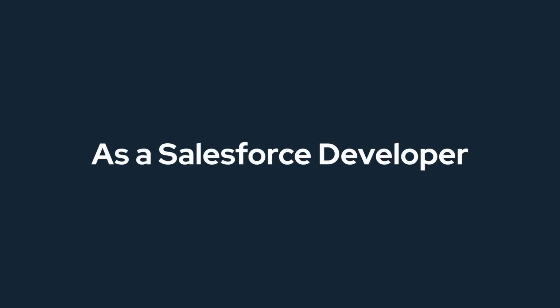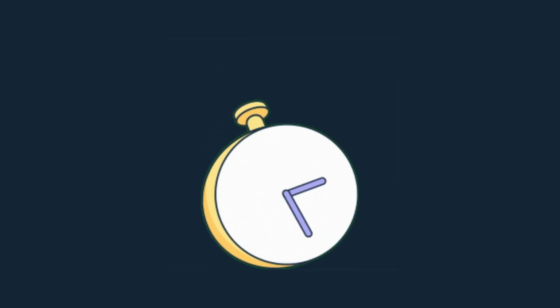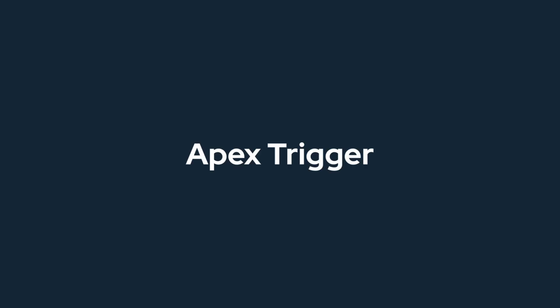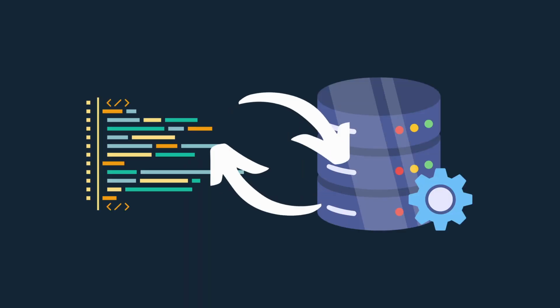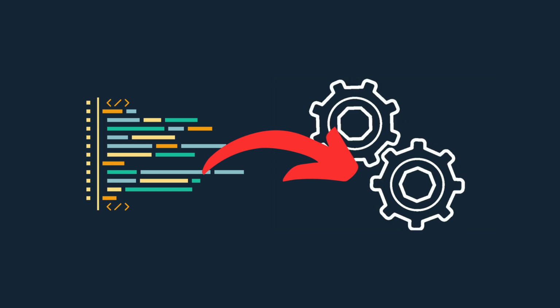As a Salesforce developer, I am often tasked with sending Salesforce data to third-party systems. Often my clients want a real-time data sync when updating records. This means leveraging Apex triggers to support this feature. However, the first problem we run into when adding a callout to the trigger is the following. The simple fix to this error is taking our processing out of the current transaction.